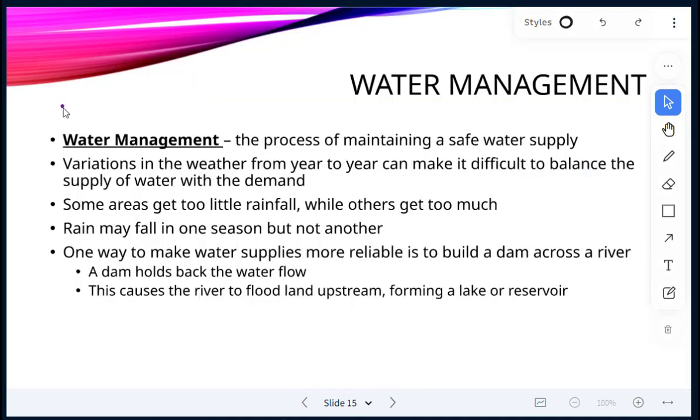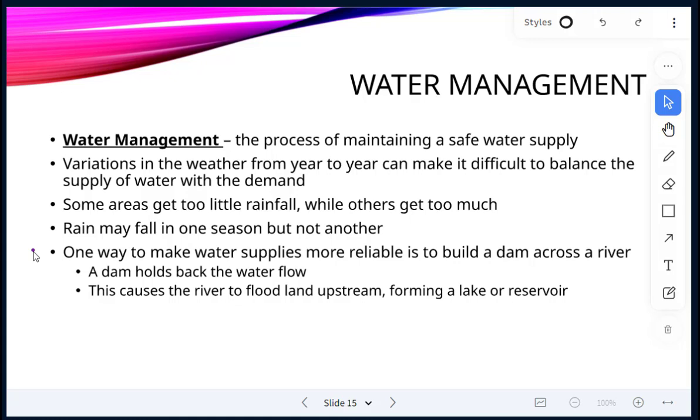Water management, this is the process of maintaining a safe water supply. So there's variations in the weather from year to year, and that can make it difficult to balance the supply of water with the demand. For example, some areas may get too little rainfall, other areas might get too much. There might be rain in one season, but not another. So one way to make water supplies more reliable is to build a dam across a river.